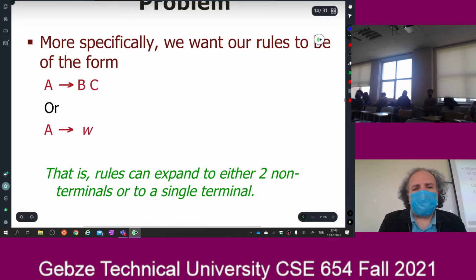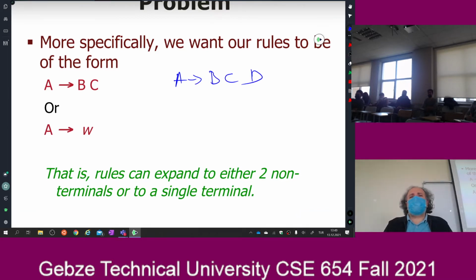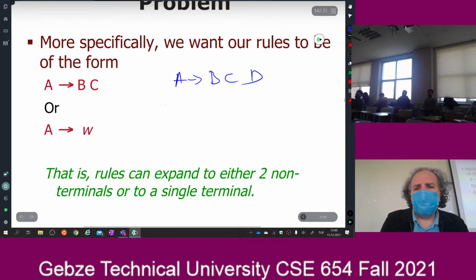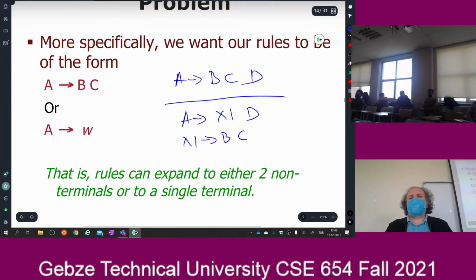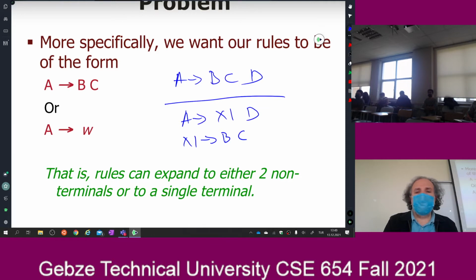Let's look at this one, for example: A → B C D. So this is not a binary rule. How can I make this a binary rule? This is what you do. You say A → X1 D, and X1 → B C. So I made up a new rule, X1, a new non-terminal. Now both of them are binary, right?